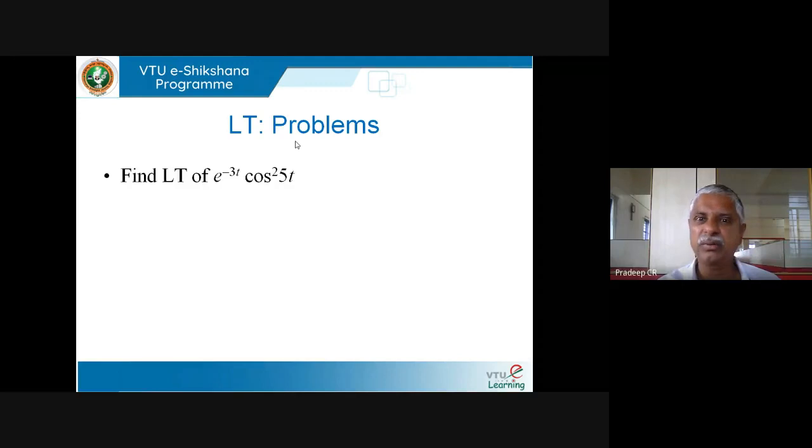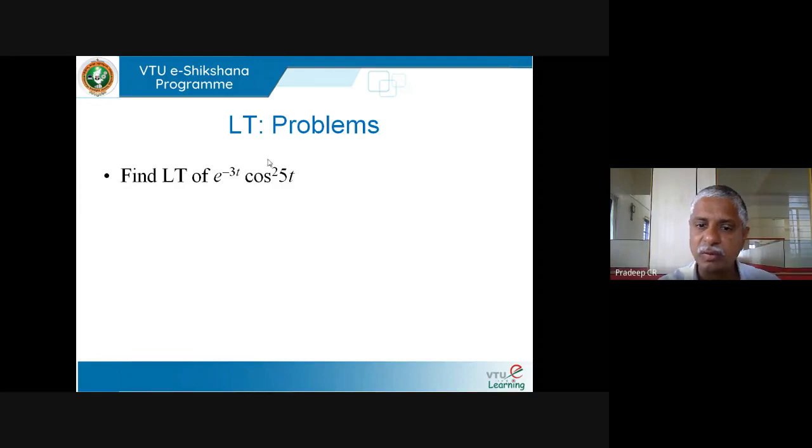So let us try to be a bit more exam kind of problems. Let's try to work out. So here it is: Laplace of e power minus 3t into cos square 5t. Here again, I see this is of the form e power at into f(t), where f(t) is cos square 5t. So if I know how to find Laplace of cos square 5t, I know how to find Laplace of e power minus 3t into cos square 5t. How? By using the shifting formula.